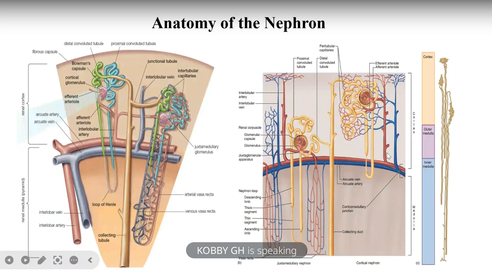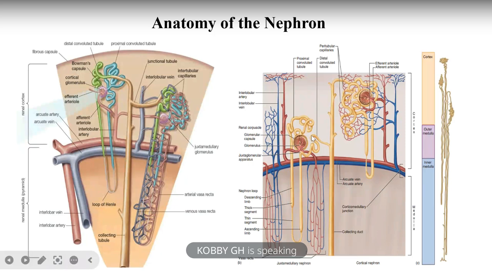You can also see that for a cortical nephron, a greater portion of the tubules is within the cortex. A greater portion of the renal tubules of a cortical nephron is within the renal cortex. That's why we call them cortical nephrons. Is that okay? Great. Then we come to the juxtamedullary nephrons.